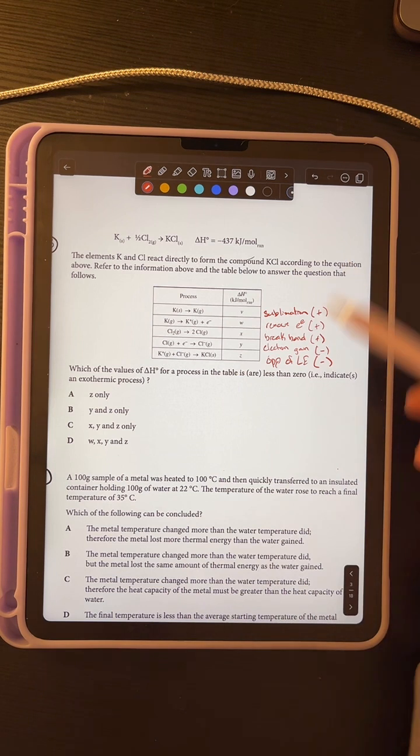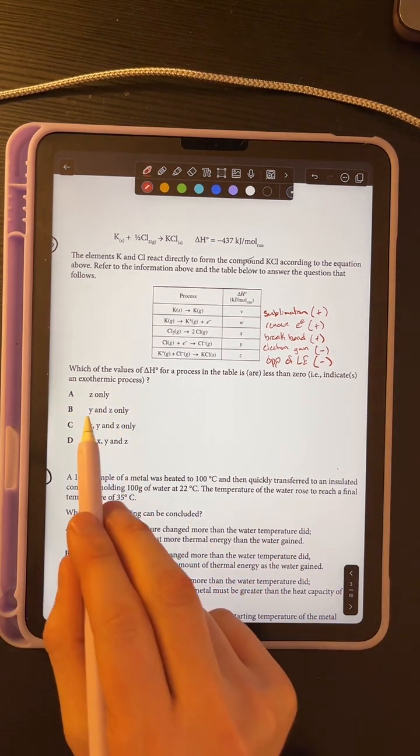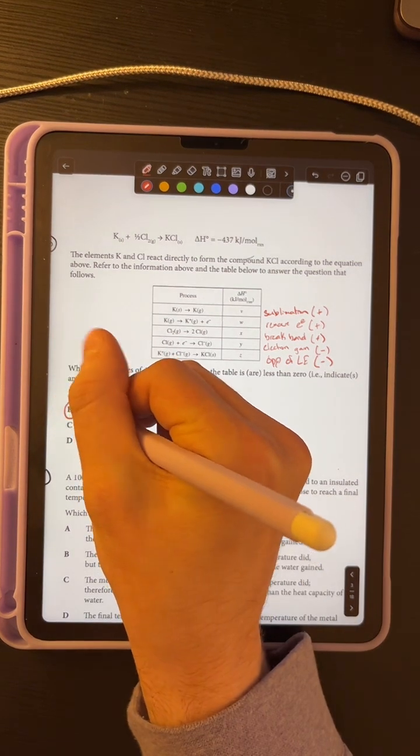So the only two, if we go back to our question, that are exothermic are Y and Z, which is choice B.